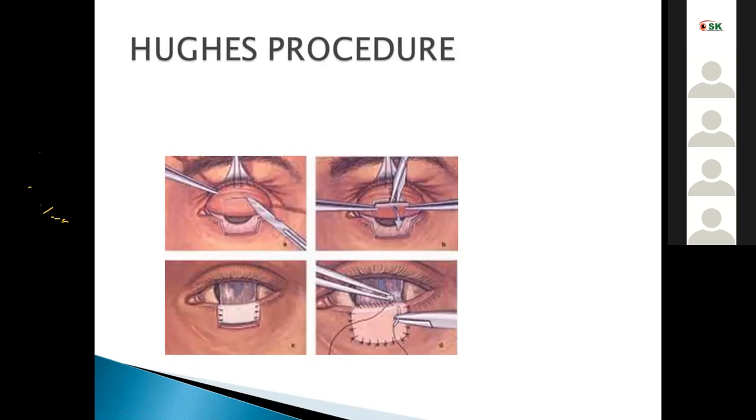So that is what is called a Hughes procedure. And then again, it has to be divided in around 6 weeks. Remember I said somebody can try a reverse Cutler-Beard, which I have done and it has worked well for me.